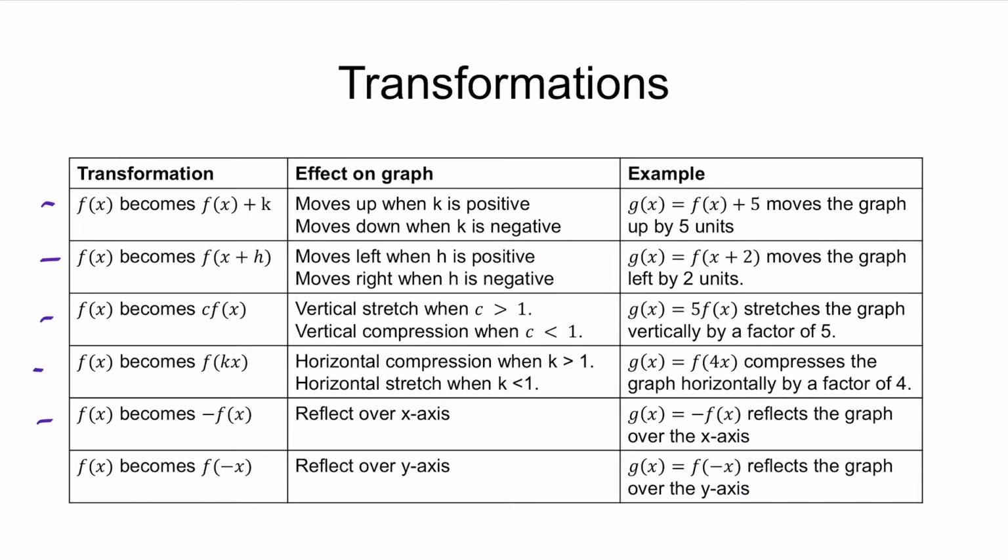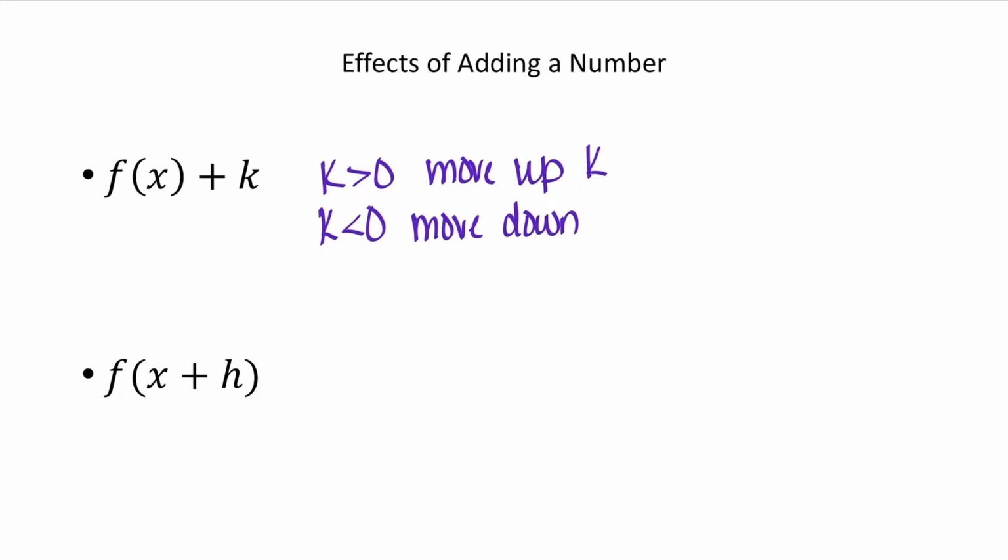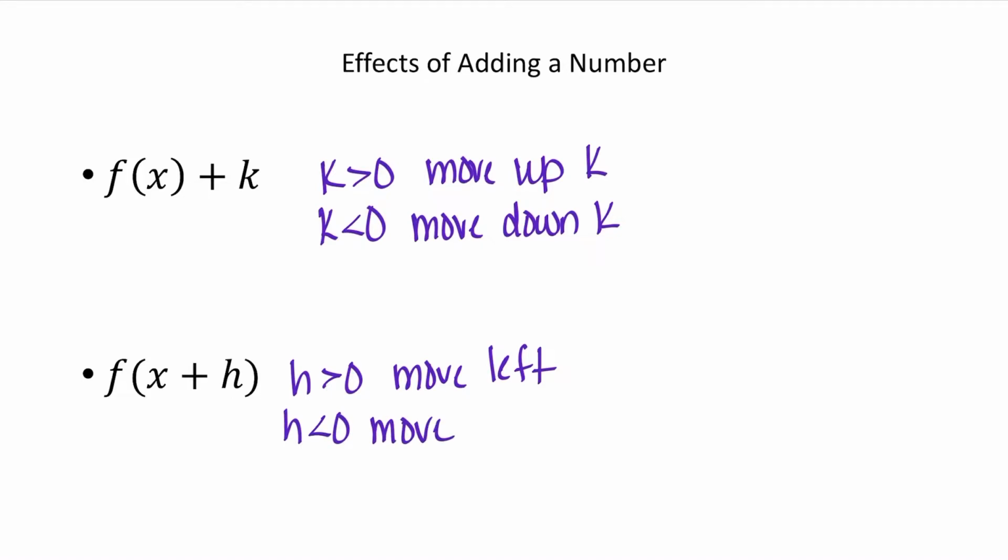If f(x) becomes negative f(x), we have a reflection over the x-axis. And if f(x) becomes f(negative x), we reflect over the y-axis. So let's review these. If we have f(x) plus k, and if k is bigger than 0, the graph will move up k. If k is less than 0, the graph will move down k. If we have f(x) plus h, and if h is greater than 0, the graph will move left. If h is less than 0, the graph will move right.